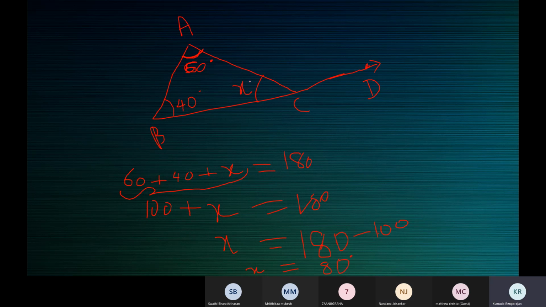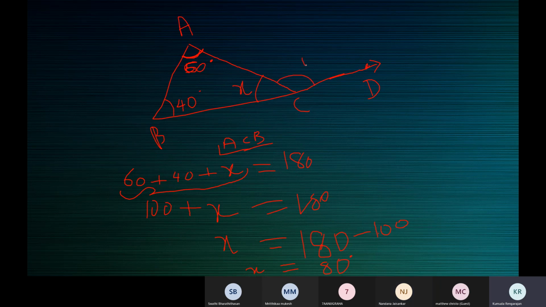Now, supposing I had not given this x here, then you should use angle ACB. Instead of x, you should say angle ACB or angle BCA. Supposing this letter x was not given, then you must say 60 plus 40 plus angle ACB, or plus angle BCA, is equal to 180. Correct? All of you remember x is 80 degrees.